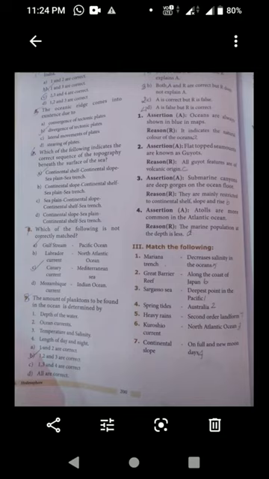Next, Roman number 3, match the following. Marine trench, deepest point in the Pacific. Great Barrier Reef, that is Australia. Sargasso Sea, North Atlantic Ocean. Spring tide on full and new moon days. Heavy rains decrease salinity in the oceans. Kuroshio current along the coast of Japan. Continental slope, second order landform. So the answer is 5, 6, 1, 2, 7, 3, 4. Okay.